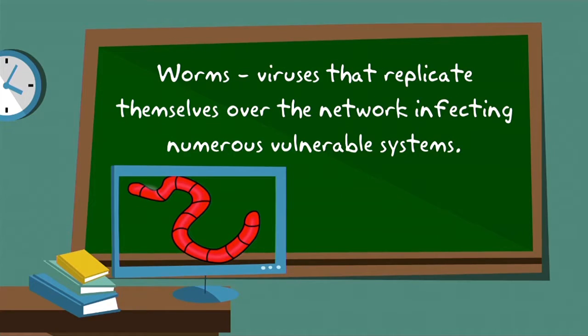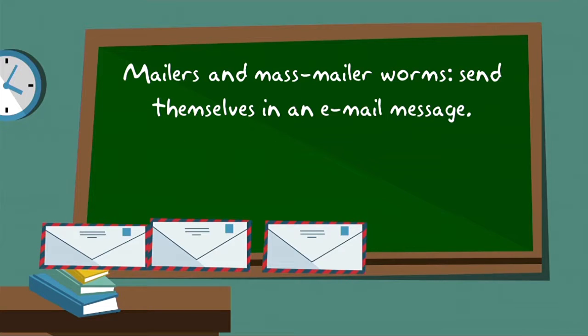Worms are viruses that replicate themselves over the network, infecting other machines in the network. So for example, if you have a compromised machine, that machine can infect or compromise other ones in the adjacent network. Mailers and mass mailer worms send themselves in an email message over to the victim.